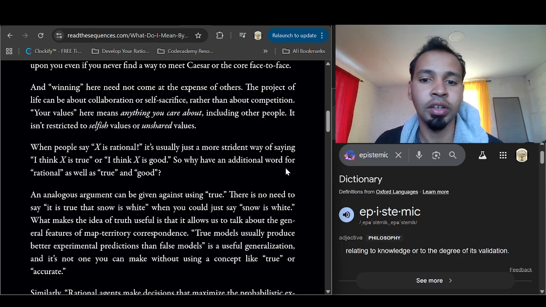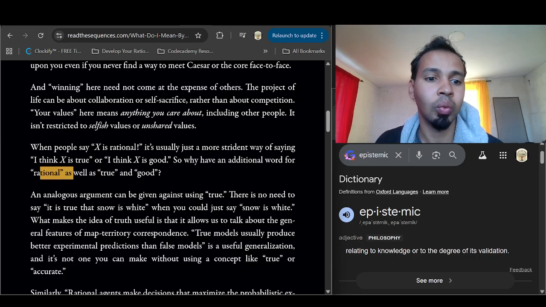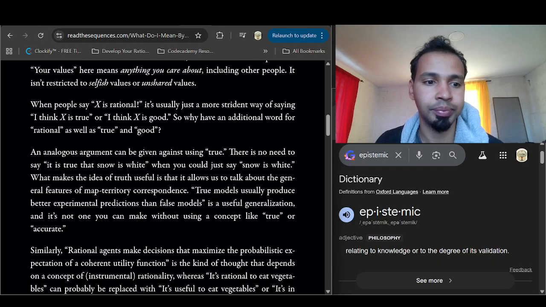So why have an additional word for rational as well as true and good? So why have an additional word for rational when we have words like true and good? An analogous argument can be given against using true. There's no need to say it is true that snow is white when you could just say snow is white.